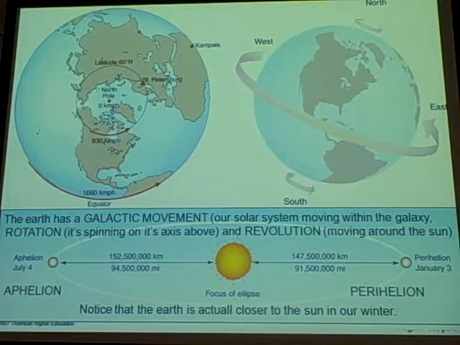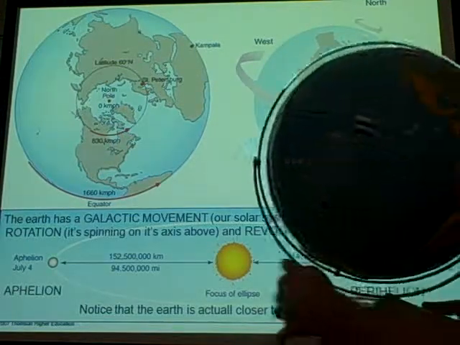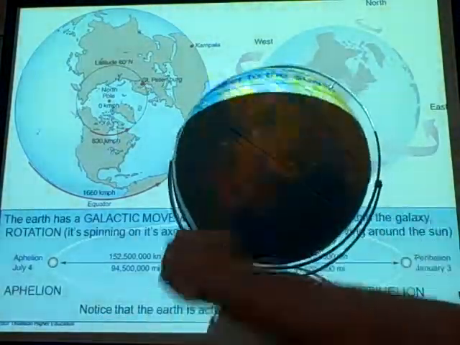So when we're talking about the movement of the Earth, you have galactic movement. So I talked about our solar system already. Inside of our galaxy, the Milky Way, there are many, many solar systems. And the galaxy itself is slowly rotating, so we're moving within the galaxy in that way. The Earth itself is also spinning on its axis, and it's also going around the sun.